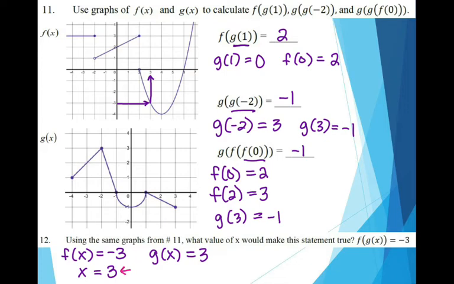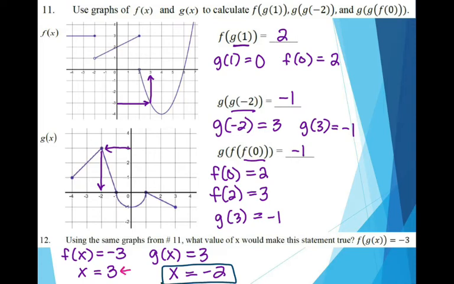Now that 3 becomes the output for the g function, so I want to find what the corresponding input was. I'm going to go to my g graph. I want to find the x value when my y value is a positive 3. The y value of positive 3 hits the graph right there. That corresponding x value is negative 2. So that right there is actually your final answer.